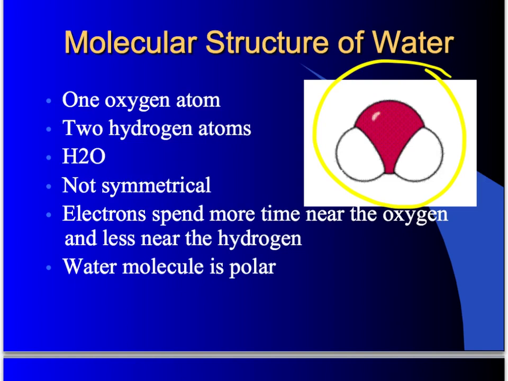So it's got one oxygen atom, you can see the oxygen atom is this big red one, and it's got 2 hydrogen atoms on the side, and that makes up the formula H2O, 2 H's, 1 O. It's not symmetrical, it is polar, and the electrons are going to be spending more of their time near the oxygen and less near the hydrogen.